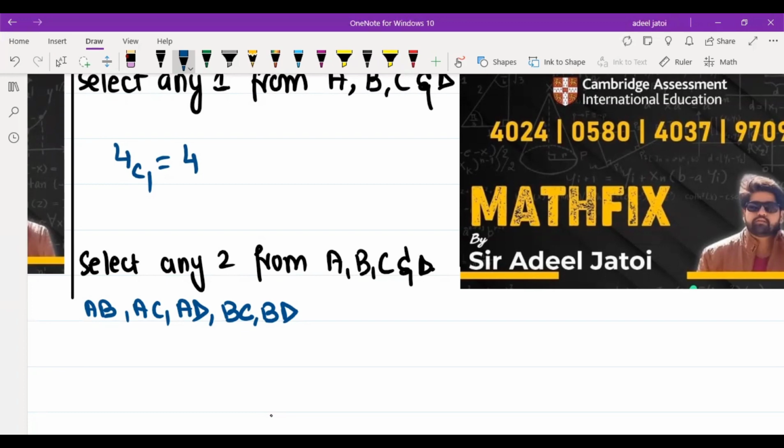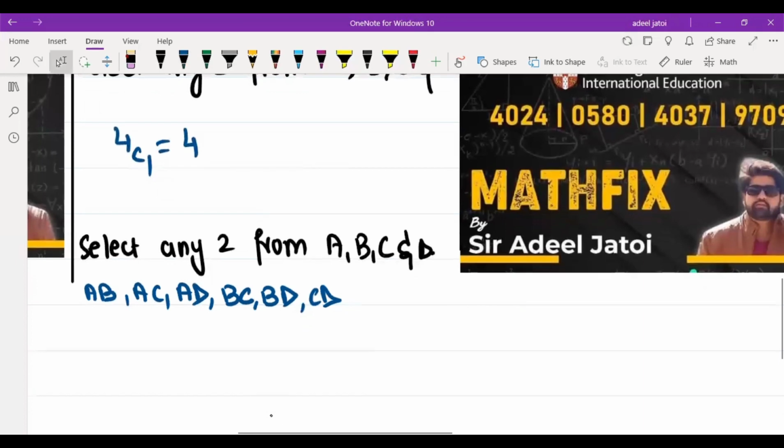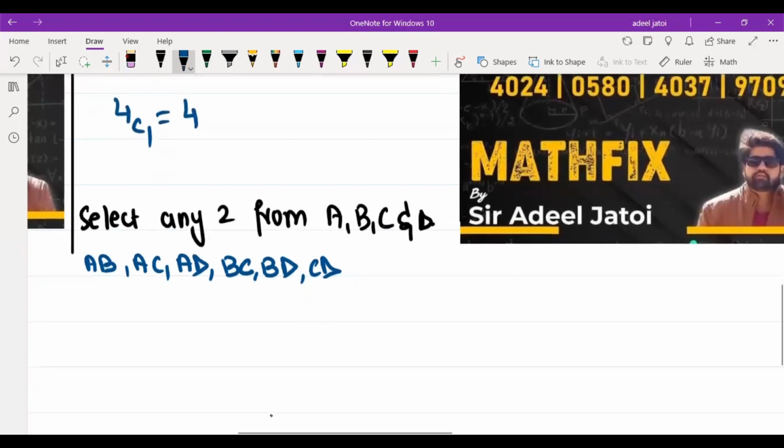Since AB was there, AC was there, AD, now we will be selecting C and D. So there would be 6 possible ways that we can select: 1, 2, 3, 4, 5, 6. How many letters did we have? 4C2. That means I need to select 2 letters out of 4, which is equal to 6. So there are 6 ways you can select out of these 4 letters. That means there are 6 different combinations that can be made in terms of selection only.